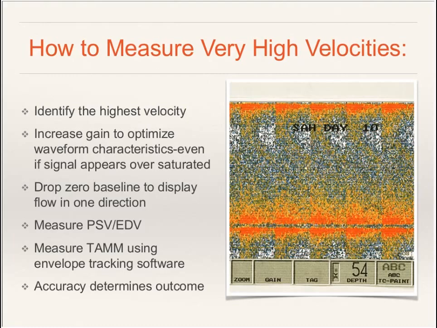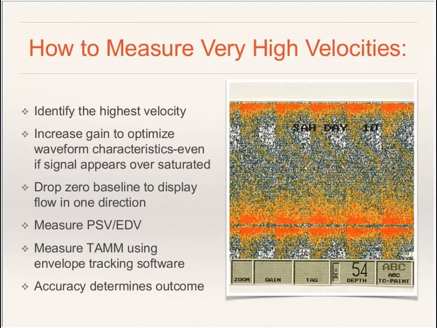You want to do your best to identify the highest velocity, increase the gain to optimize the waveform characteristics, drop the zero baseline to see if you can display the flow in one direction, and measure the peak and the end. Sometimes you can't let it automatically calculate, but if you can record that, you can manually calculate the TAM.